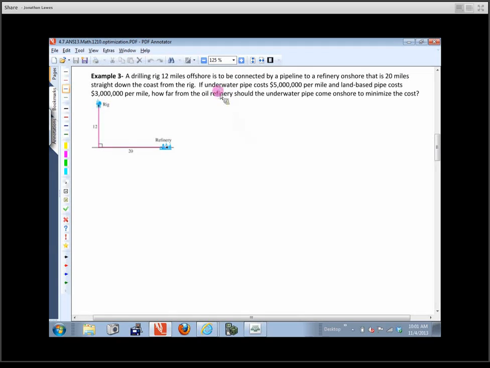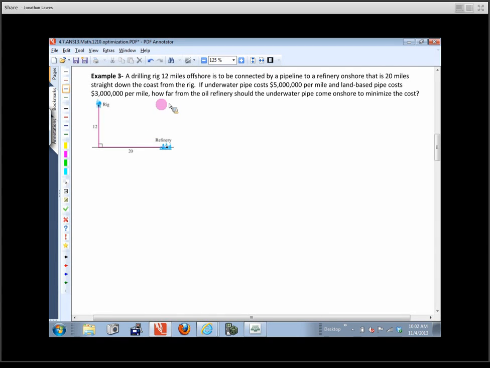And then here's the situation. Underwater pipe costs $5 million a mile to lay, and land-based pipe is only $3 million a mile to lay. So even though the shortest distance between the two of these is just to go straight there, all of that pipe would be underwater, making it potentially more expensive. Okay?